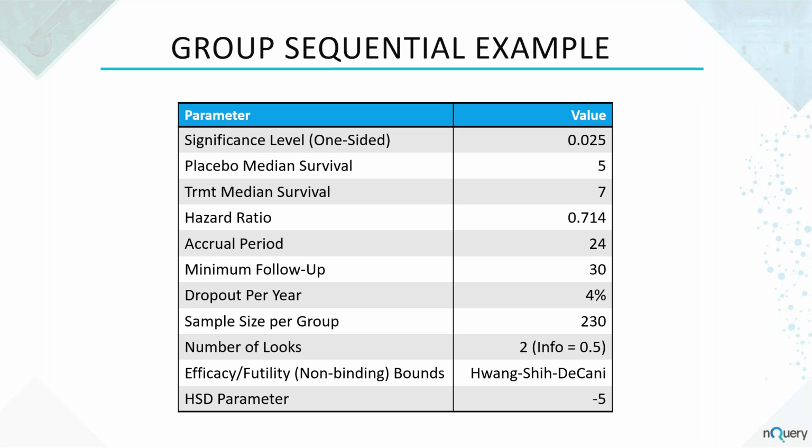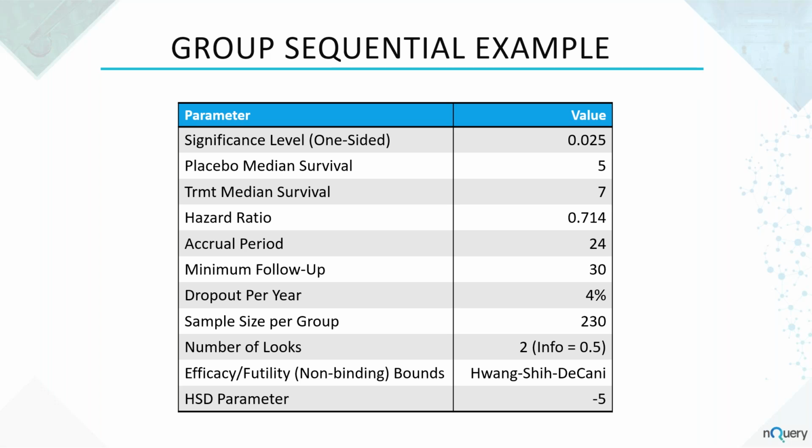We're talking about a trial where there's placebo median survival of 5 months, 7 months in the treatment group. We're talking about 0.025 at the one-sided test, very common for a standard alpha level for a phase 3 clinical trial. So the initially expected accrual period is 24 months with a minimum follow-up of 30 months. So for most of the study length recruitment will be ongoing. Only in the last 6 months, the last half a year, will the recruitment be finished. And then we can see that they expect dropout of around 4% per year, and they are going to have a sample size of 230, which we'll see quite quickly actually gives us a power of around 90%.